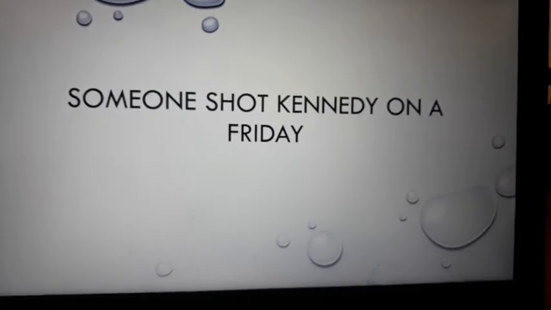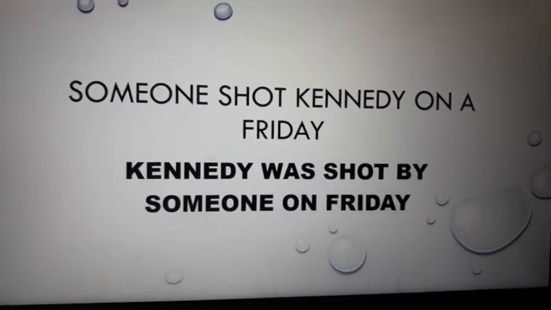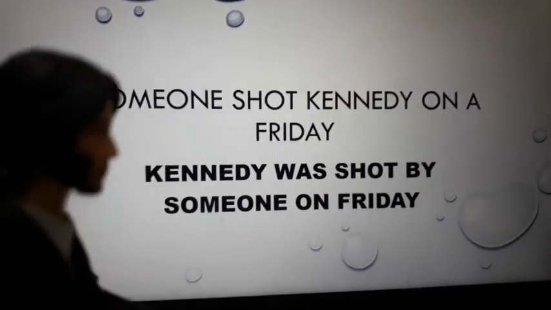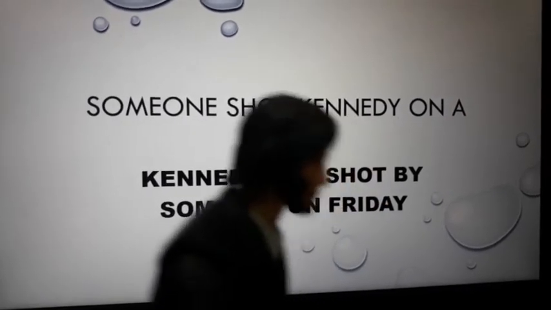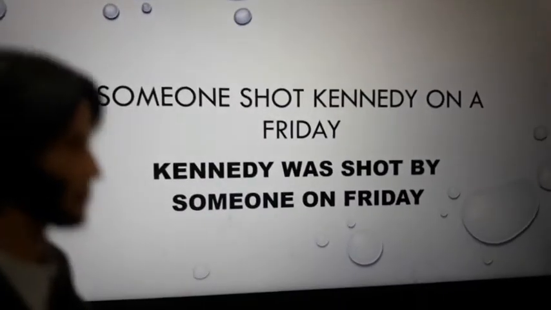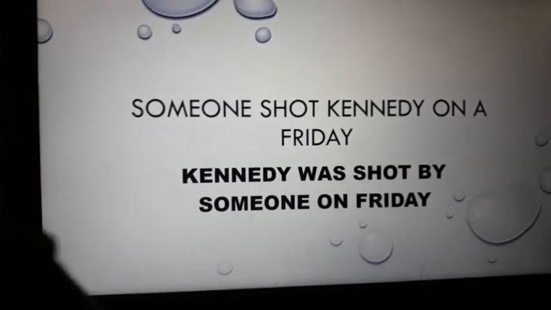How's the answer? Object again, Kennedy, to be, was, main verb in past participle, shot is the same. Kennedy was shot by someone on a Friday. That is the answer. All right? Let's go with the next one.